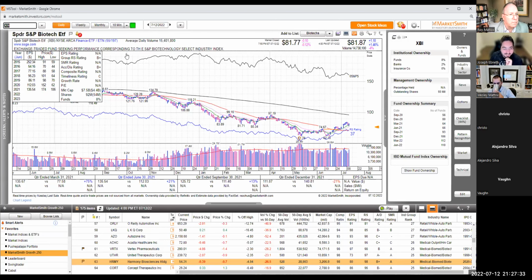Yeah. And if you go and Google what's in the XBI, it's better than the BBH and the IBB, because in those you've got Gilead, Amgen, a lot of the bigger ones that don't have the earnings growth, but a lot of these are leading off the bottom.